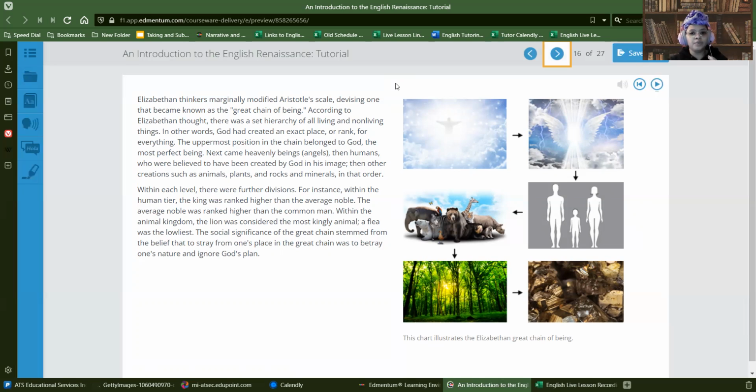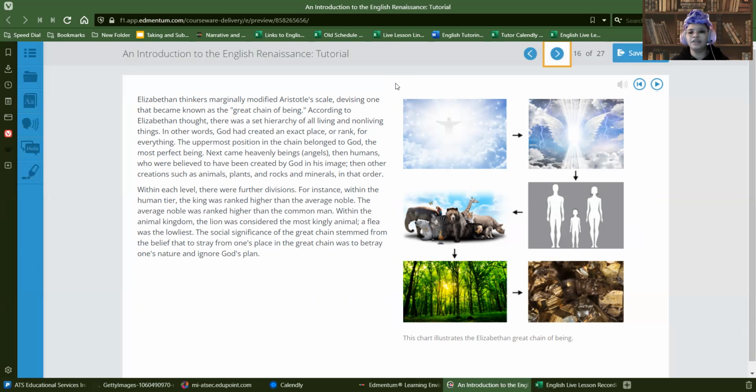Within those rungs, so within those levels, like within animals, there were other divisions, and they give you examples of that here. For example, within the human tier, they put the king at the top. You have to remember that kings are supposedly appointed by God. They have like royalty in their veins and that kind of thing. So that's why they're at the top. It says here, within the animal kingdom, the lion was considered the most kingly animal. And since it was most king-like, they put it at the top of the animal chain.